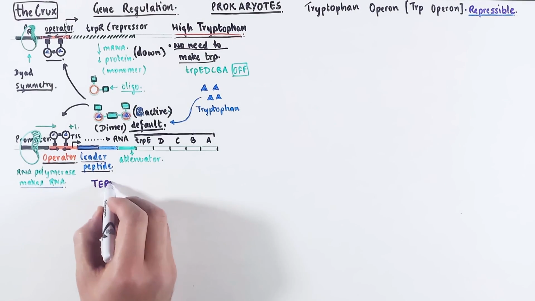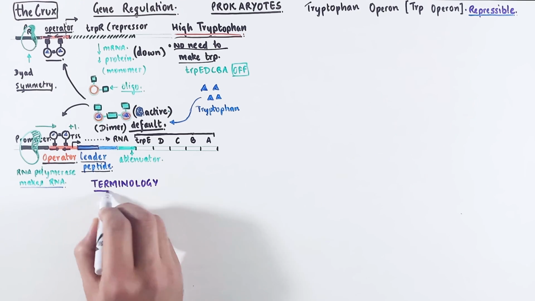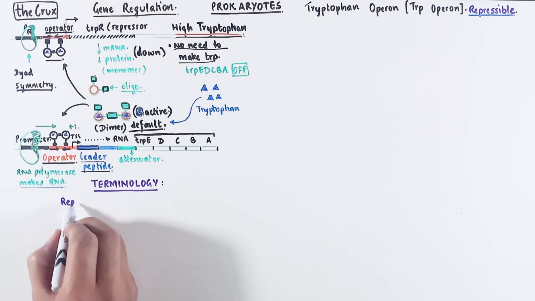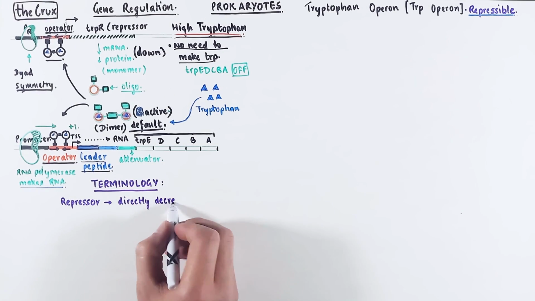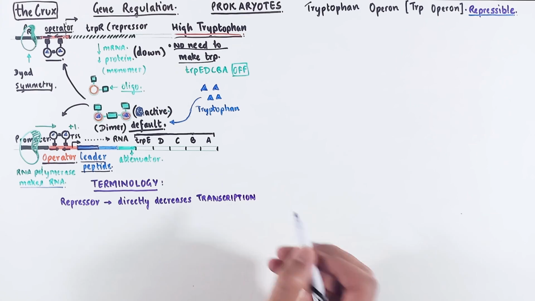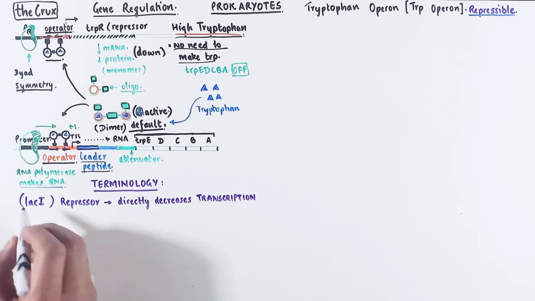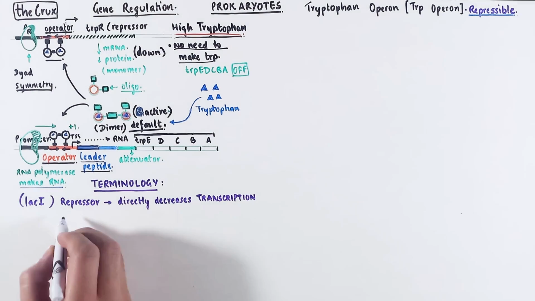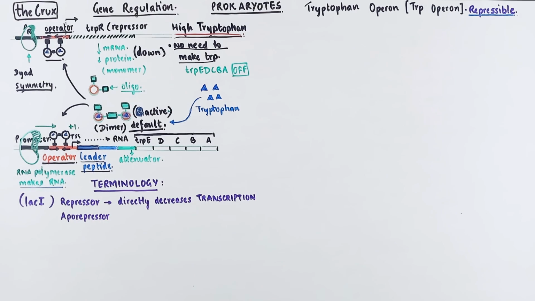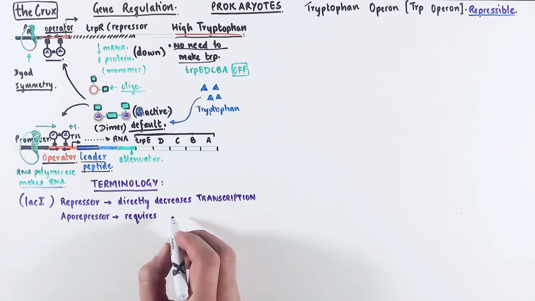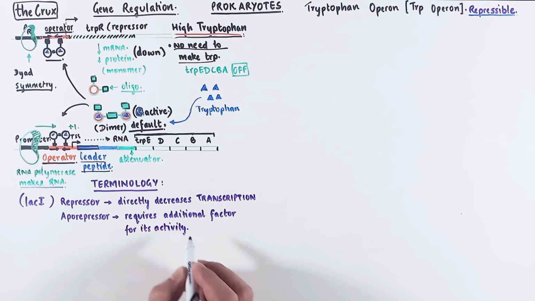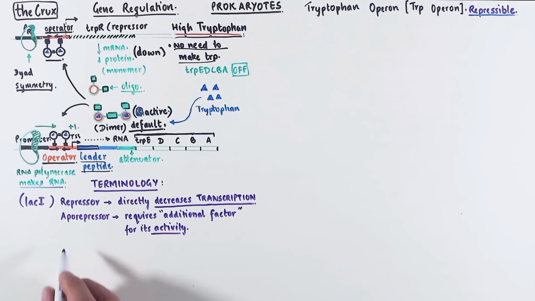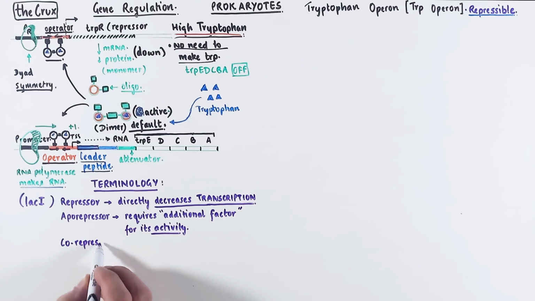Now let's get a little more technical with the terms here because it comes up in textbooks, research papers, and it may also appear on your exams if you're prepping for it. First is the idea of a repressor, which is a protein which directly decreases transcription. We saw this to be the case in the lacI, in the lac operon, where the protein is active by default. Then there is the idea of an aporepressor, which means that the protein requires additional factors before it can do its job. The job is, of course, to decrease transcriptional output. The additional factor here is called a corepressor.